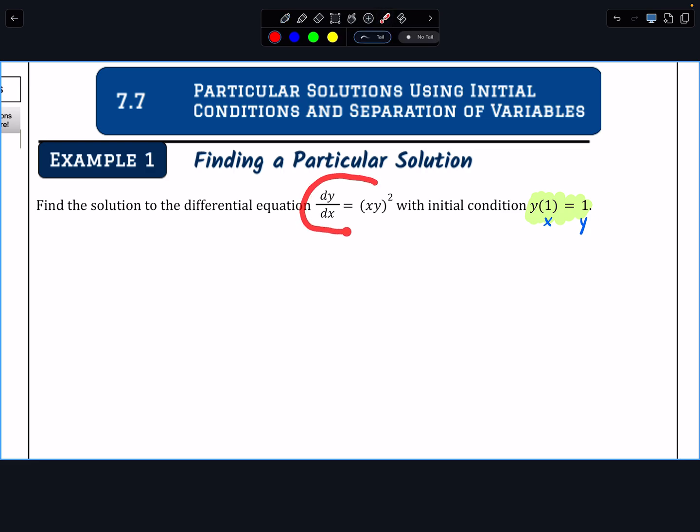What was the strategy that we would use? What was that phrase I used on Friday? It's in the title of the section from Friday. Separation of variables. So I need to get all the y's on one side, all the x's on one side. But you guys see how this is xy squared? So they're trying to trick you. So what you should do is rewrite this so that we can separate them.